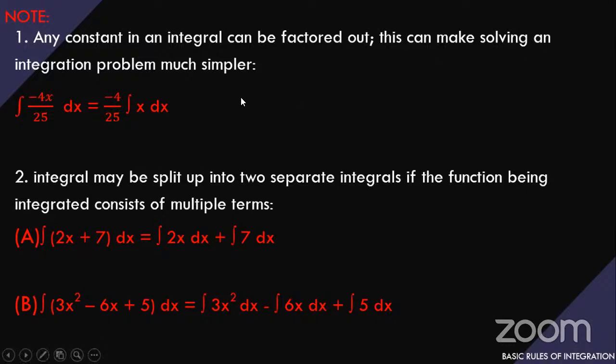Let's take note of this, that one, any constant in an integral can be factored out. This can make solving an integration problem much easier. So let's look at this. If we integrate minus 4x divided by 25 dx, if we factor it out, we'll take out the constant and put it in front of the integral of x dx. It will make our integration very simple.